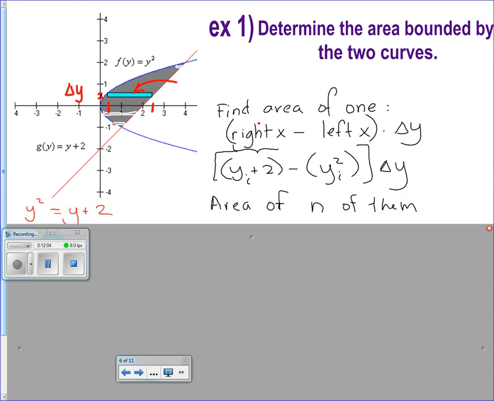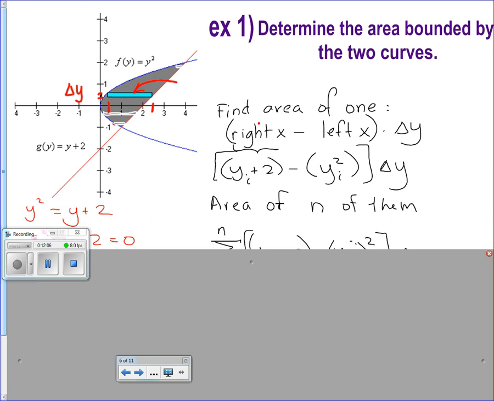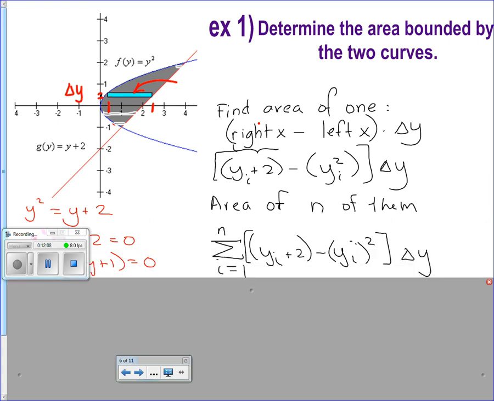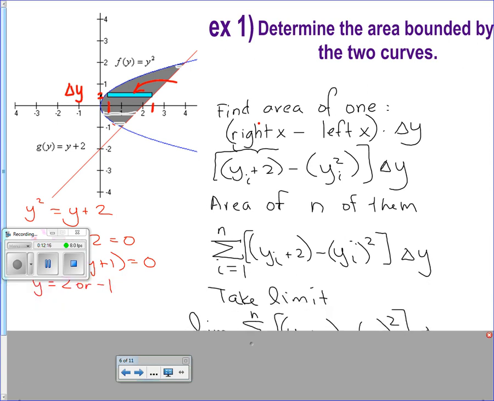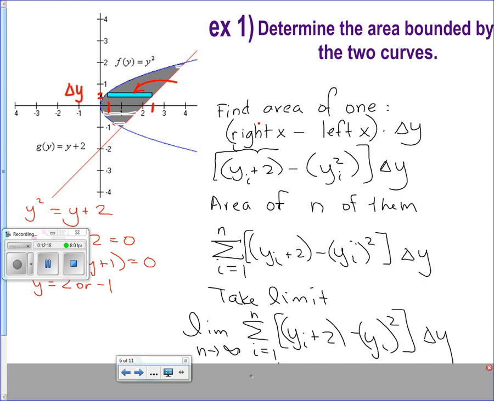Then you take n of them. There's your Riemann sum. You have the length times the width. Take the limit. I'm showing the formal development of the integral. You guys probably just skipped to the integral, which is just fine.